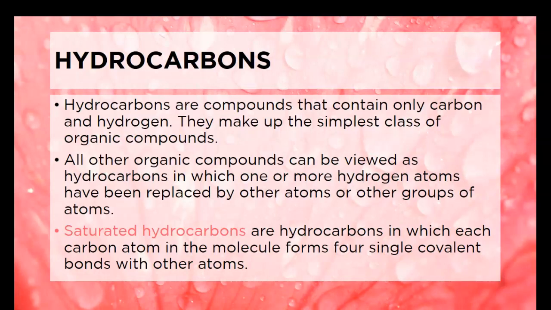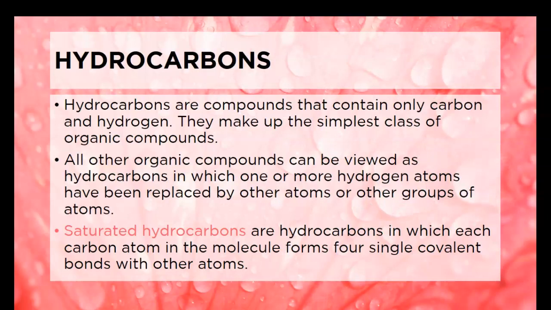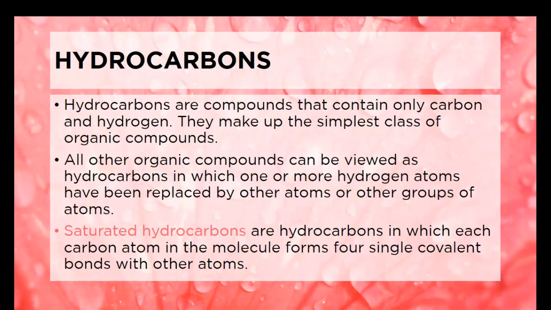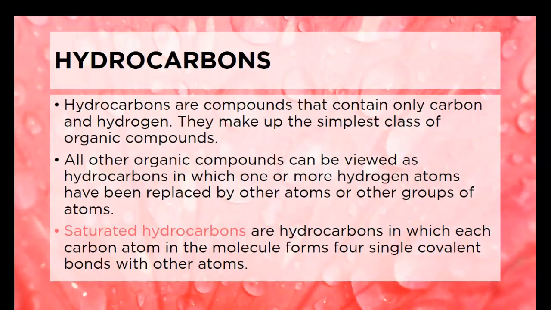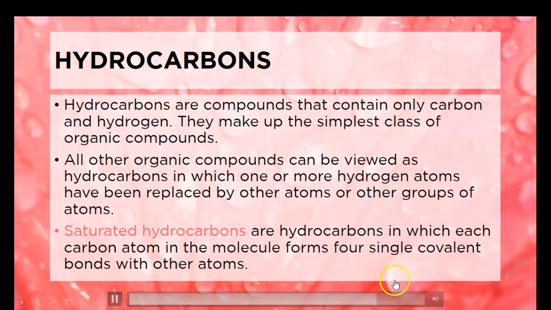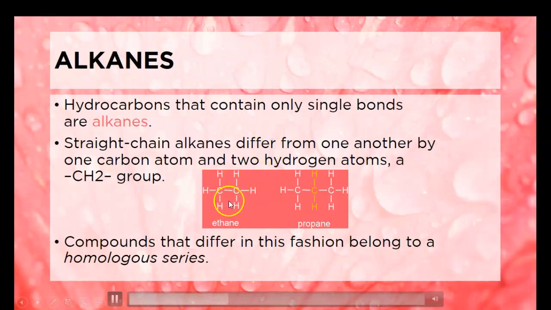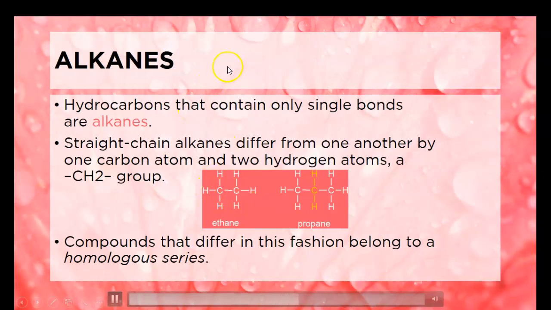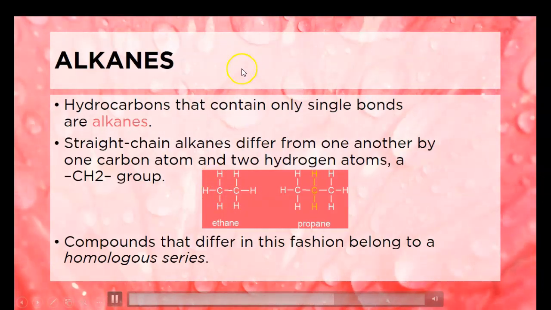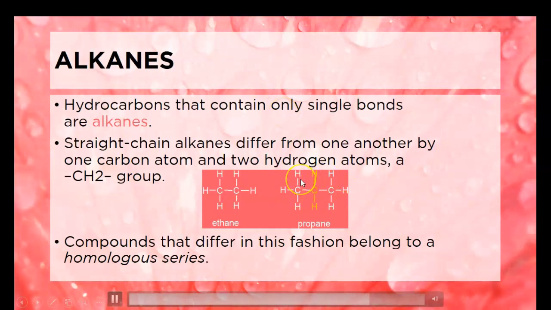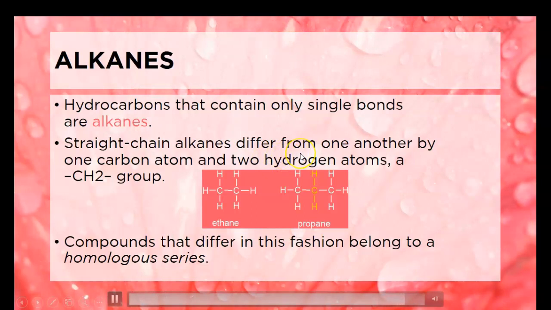First one, saturated hydrocarbons. This is where each carbon atom in the molecule forms 4 single covalent bonds with other atoms. So the carbon would be completely saturated, meaning all 4 of its connection points, as I call them, are bonded with either another carbon or another atom. So there are a couple of examples of saturated hydrocarbons. Notice there are only single bonds involved. So this carbon is attached to 3 hydrogens and a carbon, making it saturated.